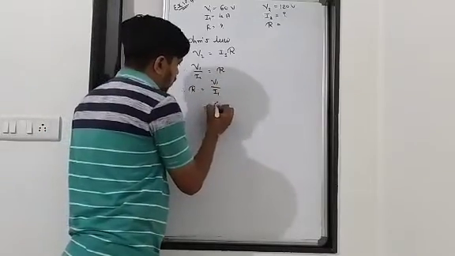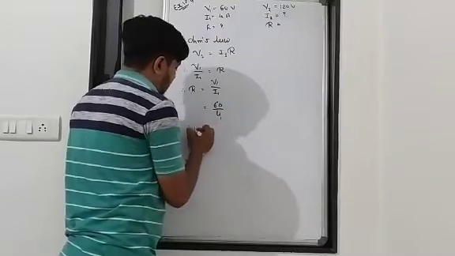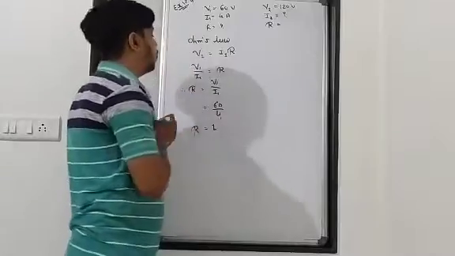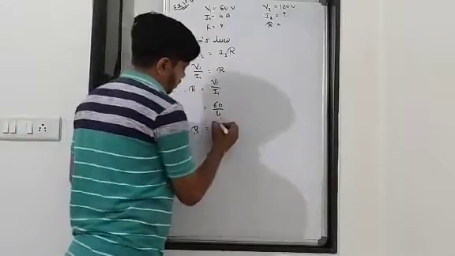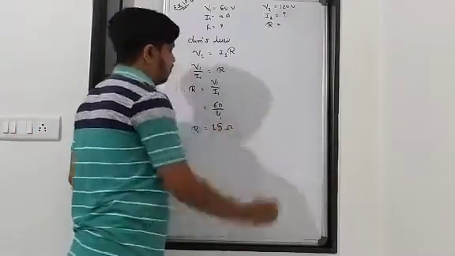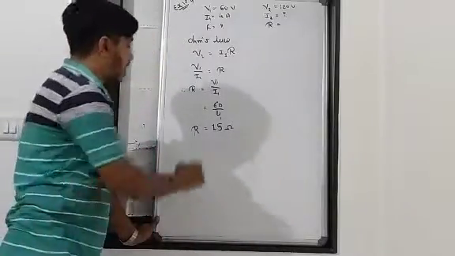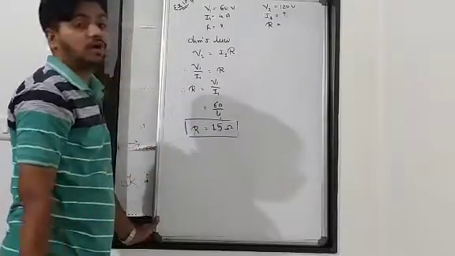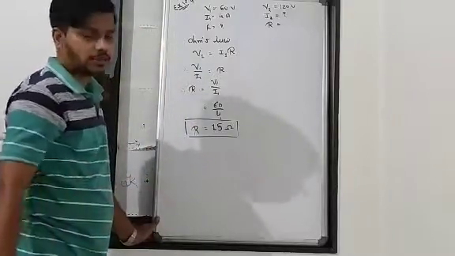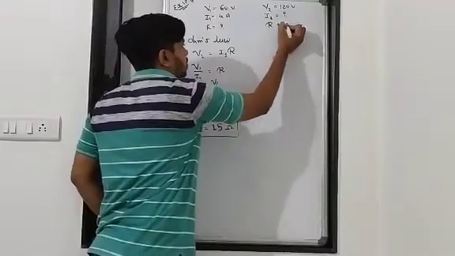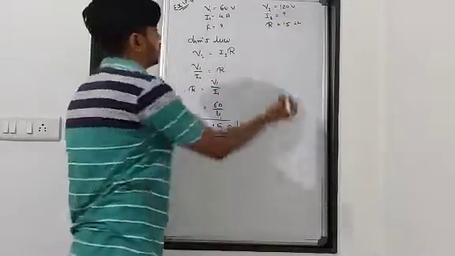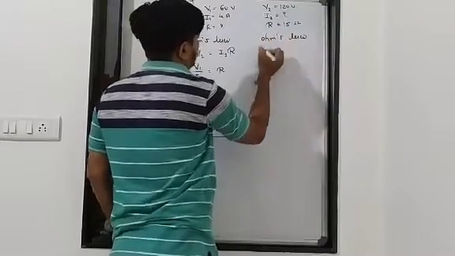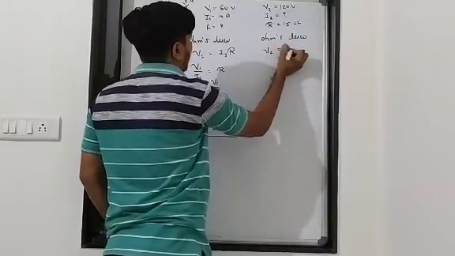So the R is equal to V1 by I1. Now the V1 is 60 volt and the I1 is 4. So what is the answer of R? 15 ohm. The R is 15 ohm. It's simple, 15 times 4 is 60. So it's 15 ohm. Now put this value here because the resistance is the same. Now using the same law, Ohm's law, V2 is equal to I2R.